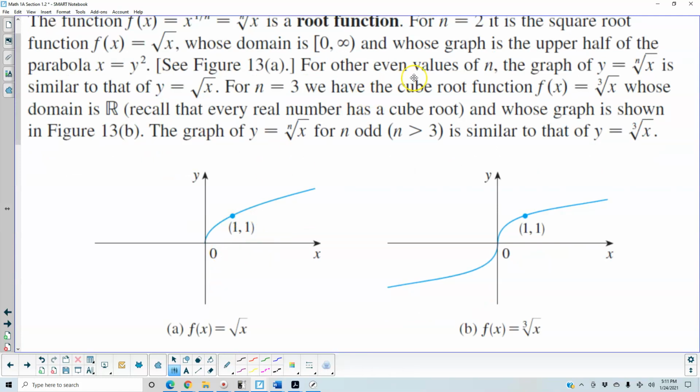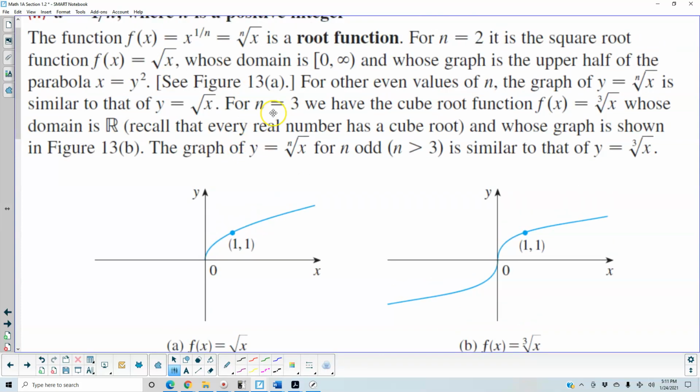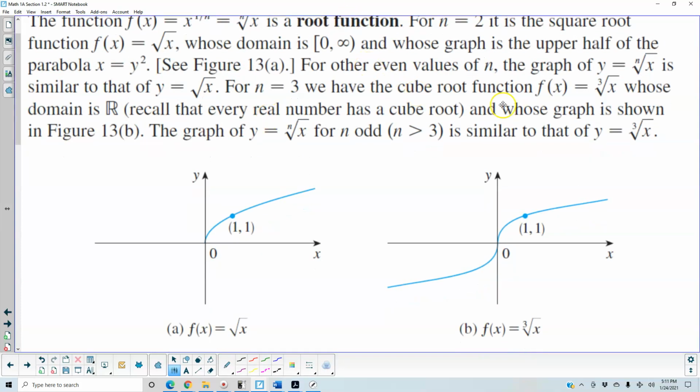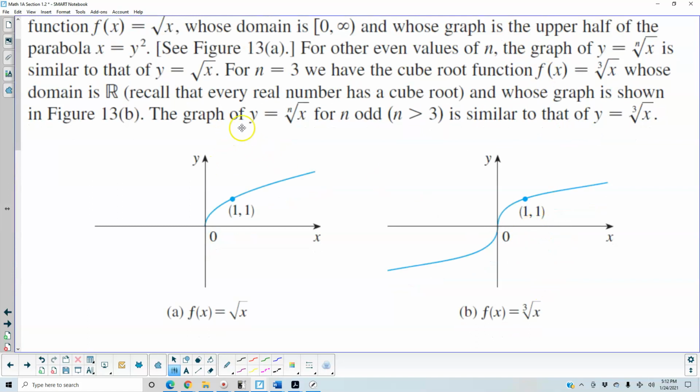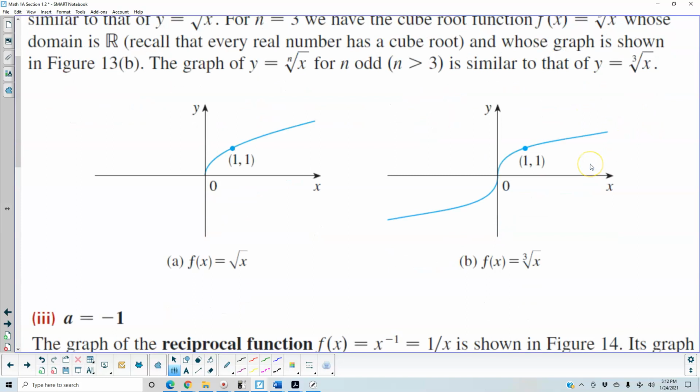Now, for other even values of n, the graph of y is equal to the nth root of x is similar to that of y equals the square root of x. Now, for when n is equal to 3, we have the cube root function f of x, which is equal to the cube root of x, whose domain is all real numbers. And recall that every real number has a cube root, and whose graph is shown in figure 13b here. The graph of y is equal to the nth root of x for n odd when n is greater than 3 is similar to that of the cube root of x.